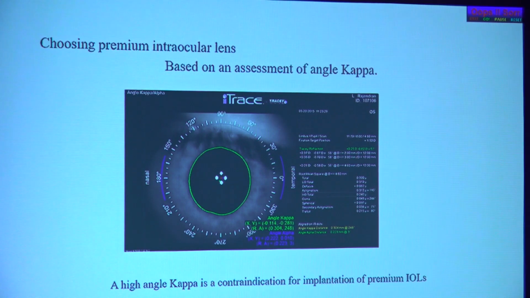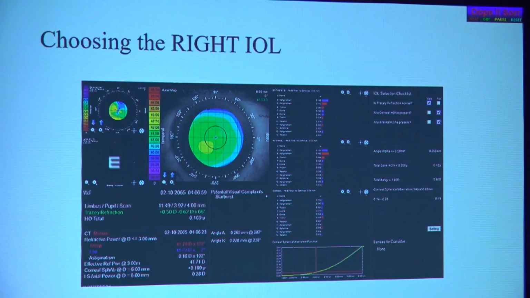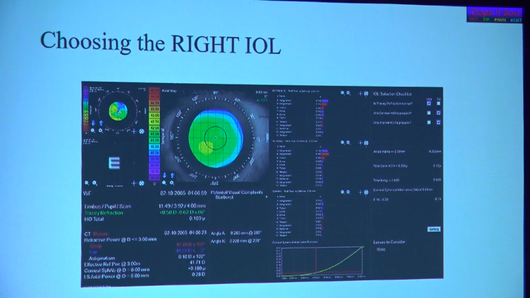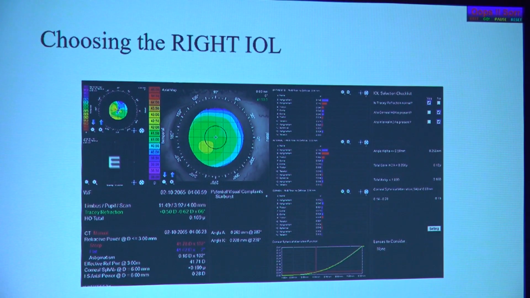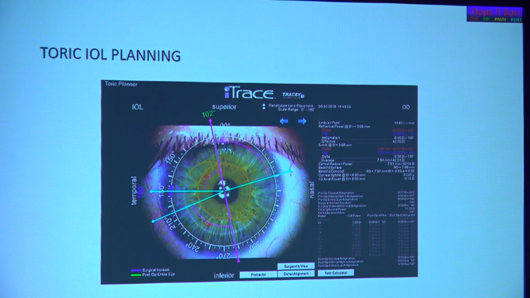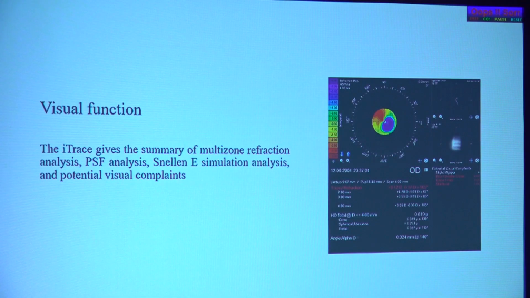We know that high angle kappa is a contraindication for implantation of premium IOLs. Choosing the right IOL: most of the aberrometers give the value of the spherical equivalent of the patient, the corneal asphericity, and the angle kappa. So with this, you can actually tailor-make your IOLs and customize them for every patient. Toric IOL planning gives a complete planning output, and in case the patient is not happy with the toric IOL outcome, it will give the amount of rotation that is required also.